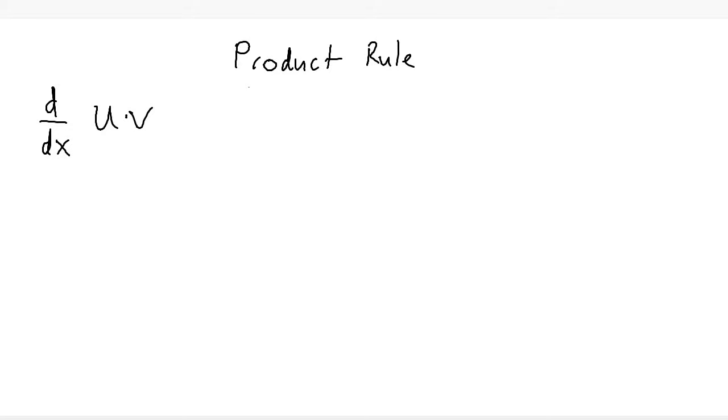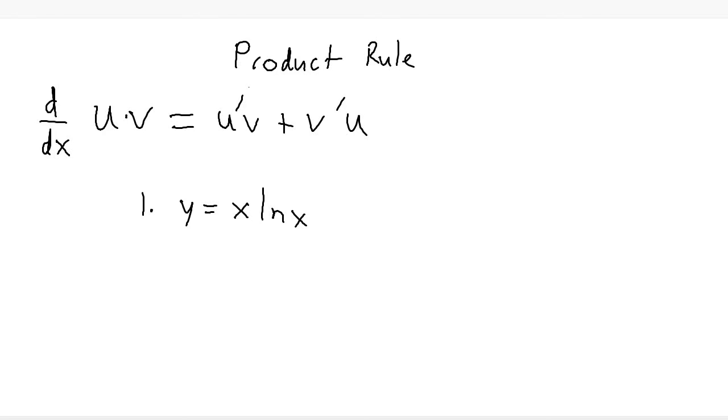So whenever you're trying to derive two functions that are being multiplied by each other, you have to use what's known as the product rule. So the formula for the product rule is u prime v plus v prime u. So let's start out with the equation y equals x ln x.